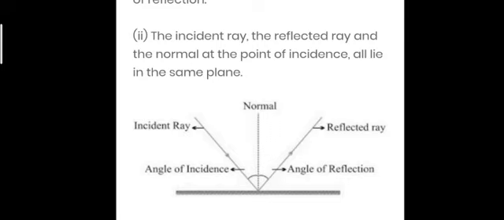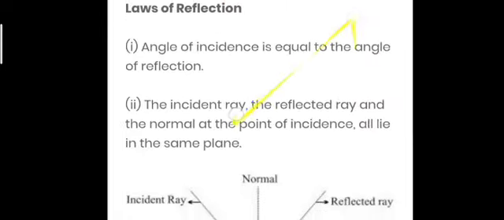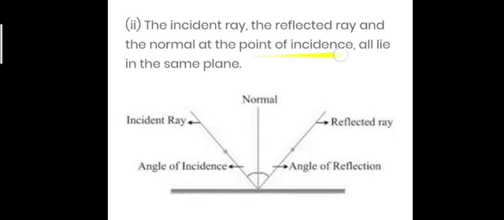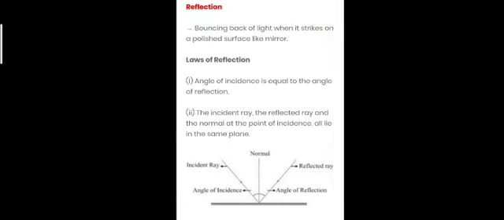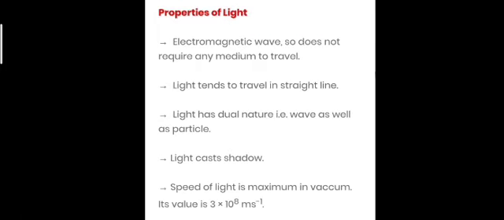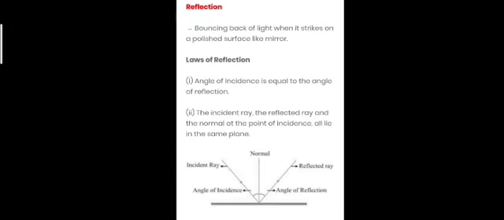So the first law is very important and very easy. The incident ray, the reflected ray, and the normal at the point of incidence all lie in the same plane. This is the point of incidence, and so that is the same plane for the incident ray, reflected ray, and the normal. All these lie in the same plane.